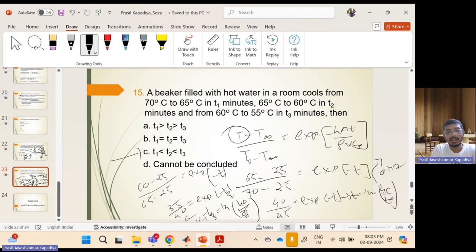So what we say is that when we are cooling from 70 to 65, it will easily get cooled. But when it is going from 65 to 60, 60 to 55, it is going to take a long amount of time. Okay. So our answer will be C.